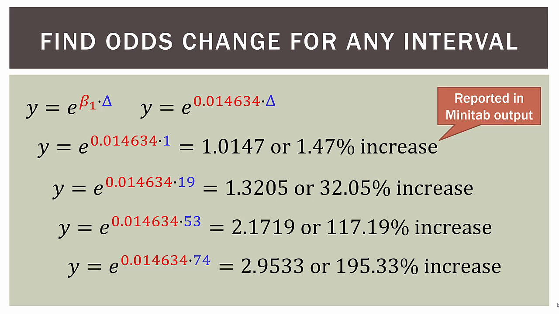Odds ratio 2.9533, or a 195.33% increase. So you can see the power here. We can figure out the odds ratio for any change in two credit scores. We can easily compute the odds ratio or the percent increase for that change.